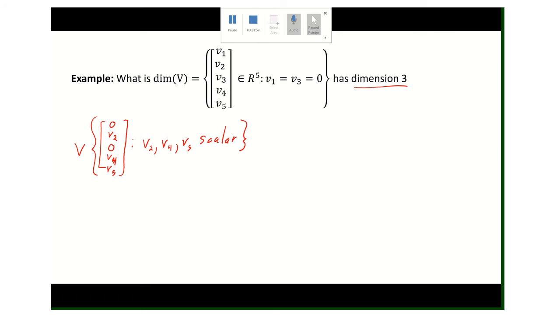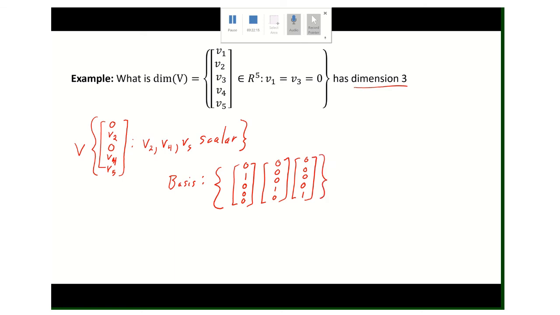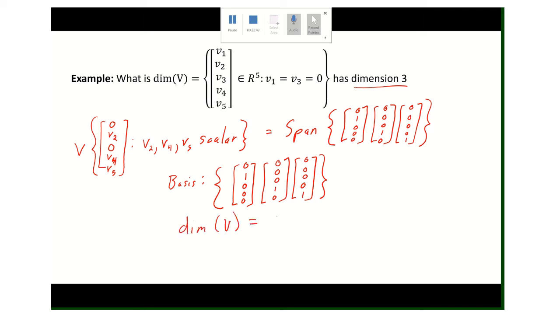Okay, so what is a basis for this? Well, a basis for this is (0, 1, 0, 0, 0), (0, 0, 0, 1, 0), and (0, 0, 0, 0, 1). Okay. Why is that a basis? Well, those 3 vectors are a generating set for my subspace, and you should be able to, at this time, tell pretty quickly that those vectors are linearly independent. So that's a basis. So the dimension of V is equal to 3.